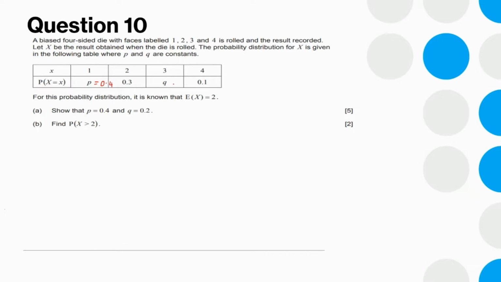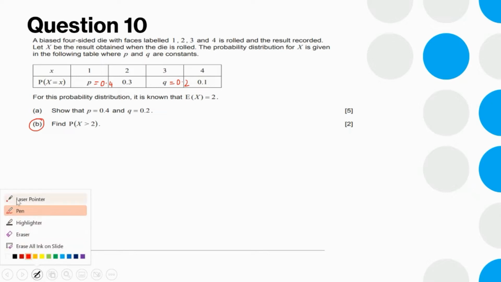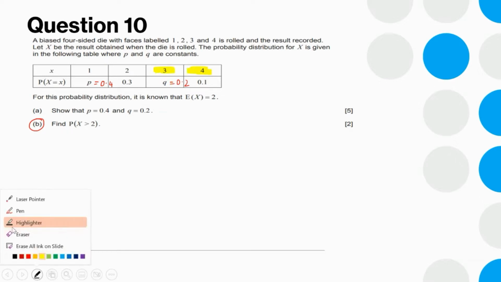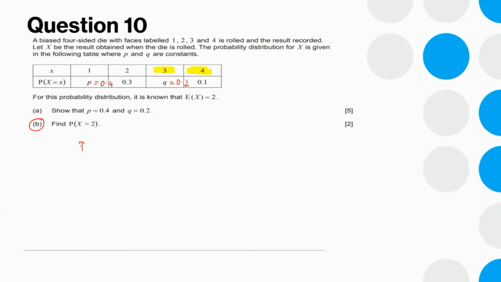Since we have found in part A that P equals 0.4 and Q equals 0.2, I will use that to help me find the answer to part B. In part B, you are required to find the probability of X greater than 2. So greater than 2 includes 3 and 4. So we shall add the probabilities of these two values together. So the probability of X greater than 2 would be equal to 0.2 plus 0.1, which is 0.3.